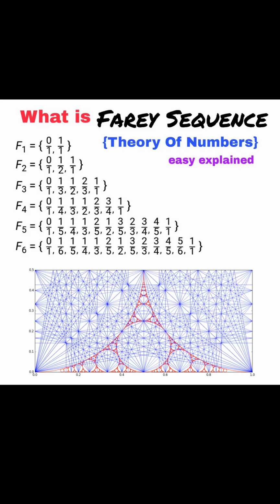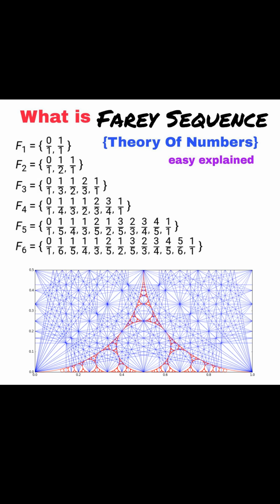This property was later proved by Augustin Louis Cauchy, who also showed that the fraction you get by adding the numerators and adding the denominators, called the mediant, lies strictly between the two original fractions and will appear in some higher-order sequence. The Farey sequence connects to number theory through a function called Euler's totient.